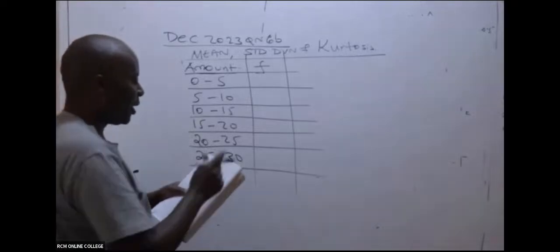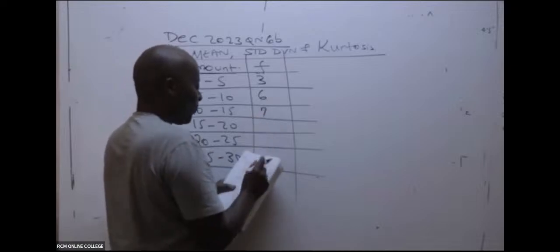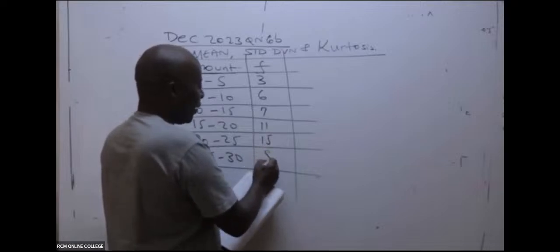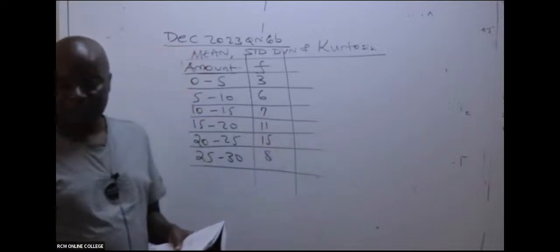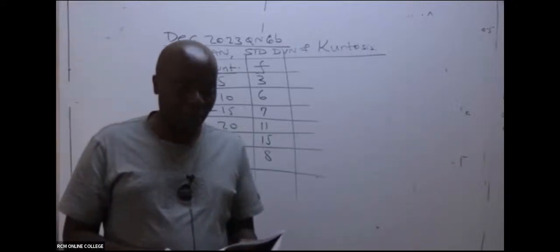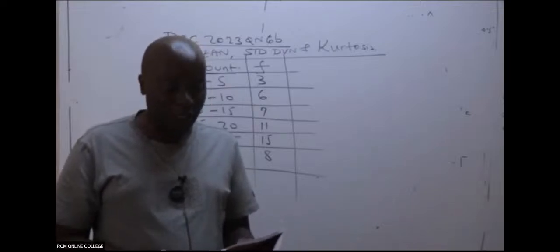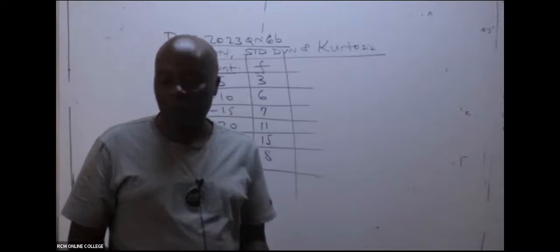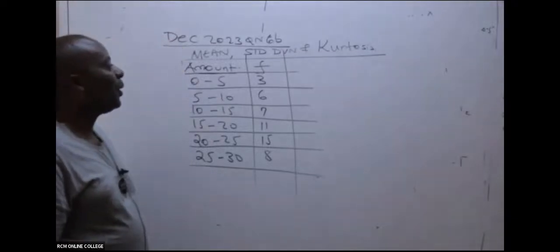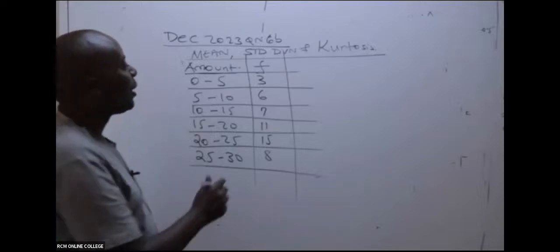That is frequency. So we have here 3, 6, 7, 11, 15, and then we have got 8, like that. And then what do they want us to give them? They want the mean first, standard deviation, coefficient of variation, and then coefficient of kurtosis. Coefficient of what here? Kurtosis.